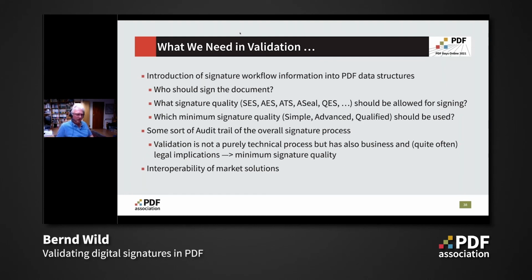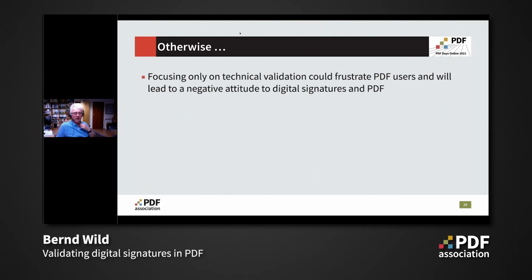And we should end up with interoperability of the market solutions. So get away from all these company or market-specific implementations, and really look for interoperable solutions where we can sign a PDF with one tool and validate it with the other and end up with the same result. Last but not least, focusing only on the technical validation could frustrate PDF users and lead to a negative attitude. This is a thing we don't want to have, and we should improve this and work against it.